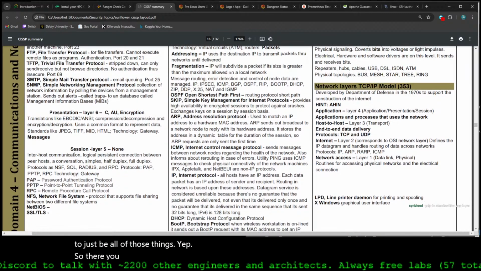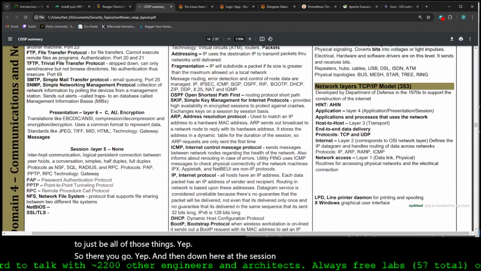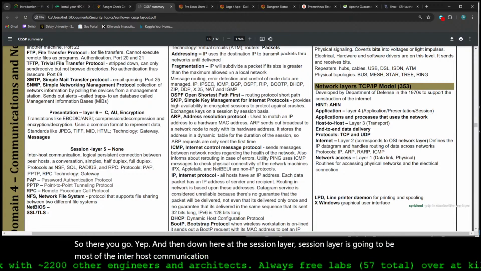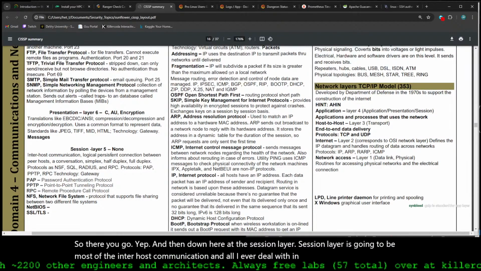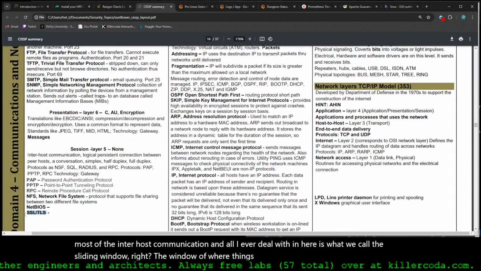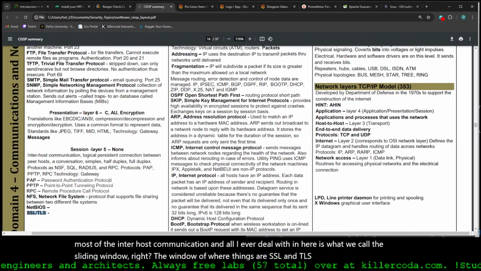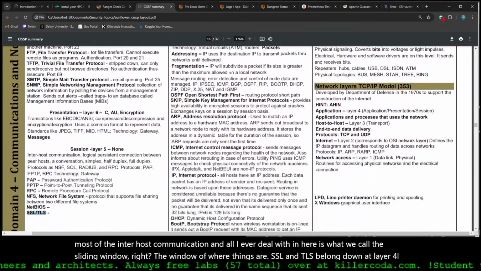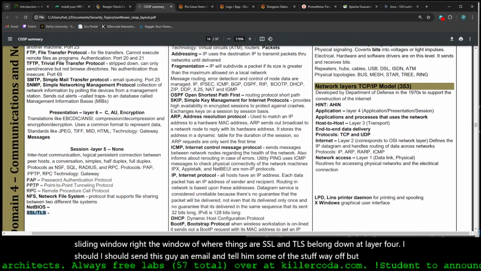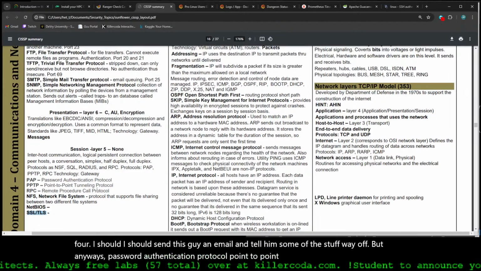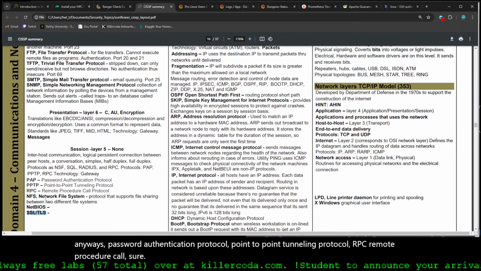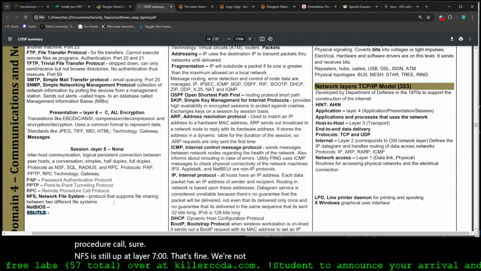Yep. And then down here at the session layer is going to be most of the inter-host communication. And all I ever deal with in here is what we call the sliding window, right? The window of where things are. SSL and TLS belong down at layer 4. I should send this guy an email and tell him some of this stuff's way off. But anyways, password authentication protocol, point-to-point tunneling protocol, RPC, remote procedure call. Sure. NFS is still up at layer 7. That's fine. We're not really too worried about it, but that's your network file sharing, right?